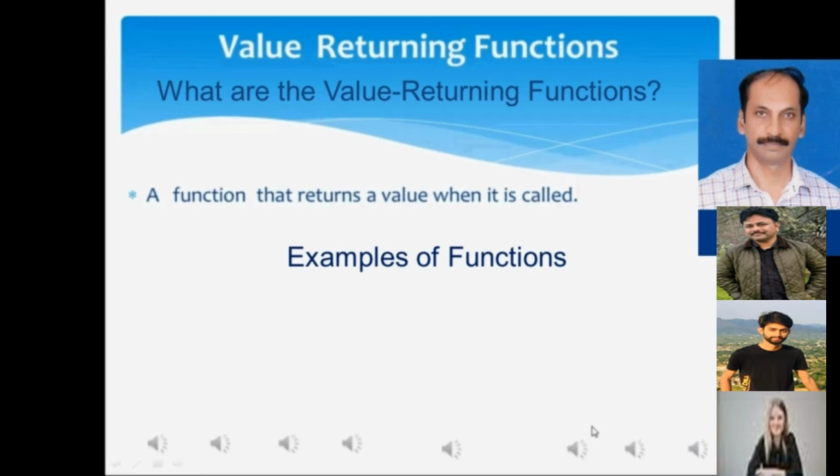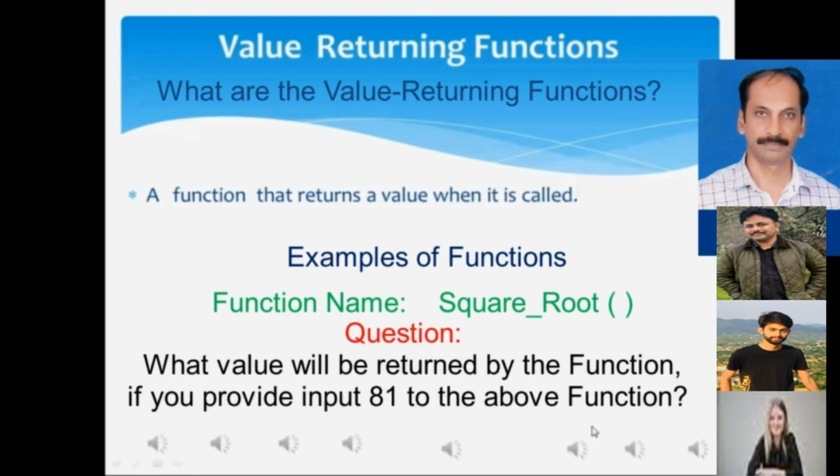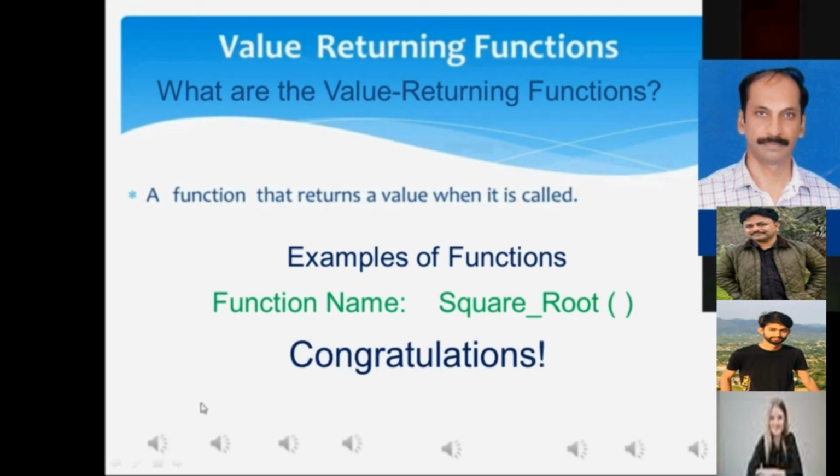For example, you have written a function and the function name is square root. When you call this function named square root and pass the argument 81, what value will this function return to you? Sir, it will return 9. Congratulations. Your answer is correct, my dear.